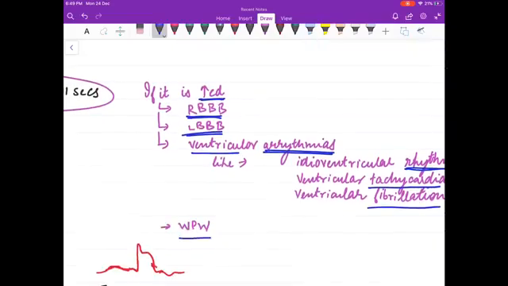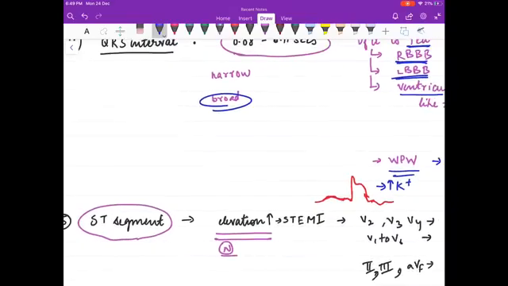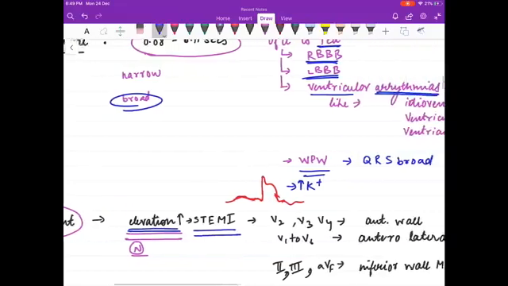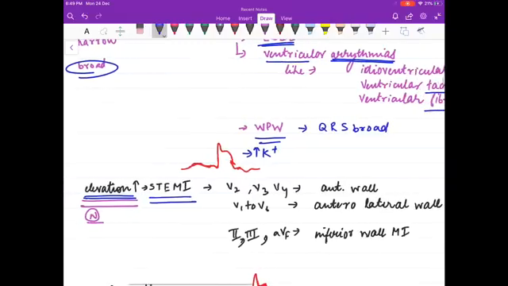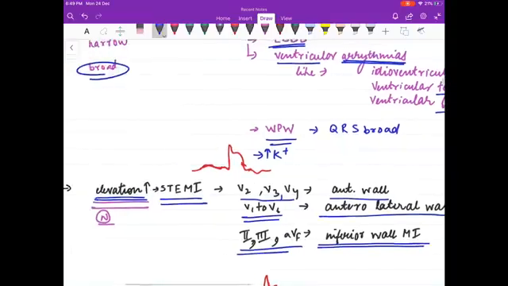Okay, and in Wolff-Parkinson-White syndrome also QRS is broad. And one more condition where QRS is broad is hyperkalemia. Okay, friends. So now we move on to the ST segment. If there is any elevation, then it can be ST elevation MI. If there is V2 to V3, V4, then it is anterior wall. If it is V1 to V6, then it is anterolateral wall MI. If 2, 3, aVF are involved, then it is inferior wall MI.